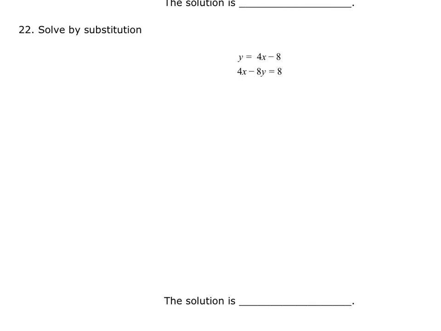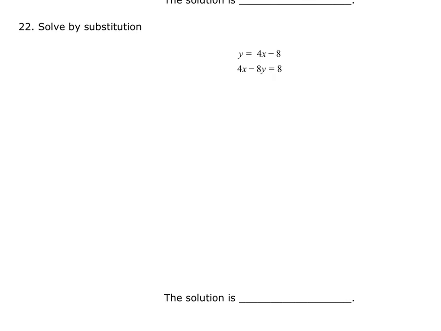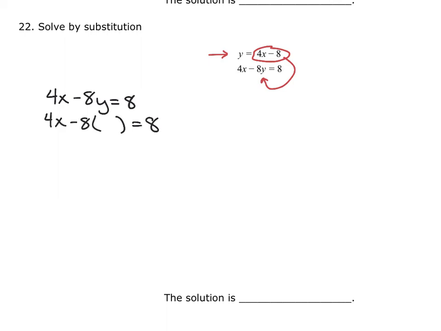Number 22 asks us to solve a system by substitution. All right, substitution is the one where we're going to plug some stuff in. But if you notice, we already have one equation solved for y. That's great. So let's take that isolated expression and plug it into the other equation for y. Now I plug it in for y because it says y equals. This means that my equation used to say 4x minus 8y equal to 8, but now I'm going to be plugging in or substituting in that y value exactly there.